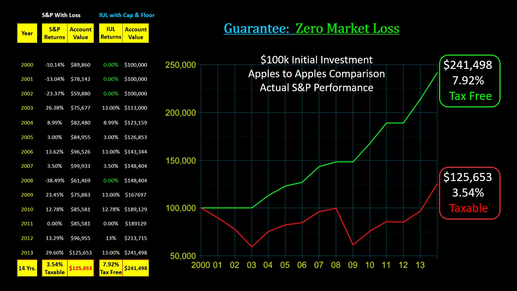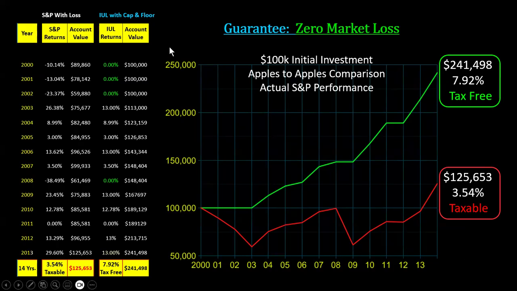So this is a 14-year period of time, 2000 to 2013. We're going to look at an S&P investment, just a straight index investment, versus an IUL that's linked to the S&P 500, but it has a 0% floor and a 13% cap. That means every year we'll make between 0 and 13%, depending on what the S&P actually does.